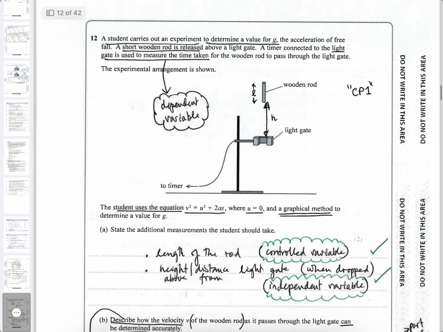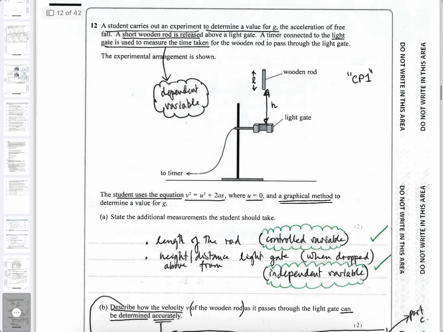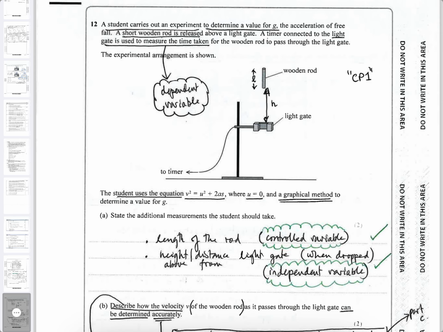Question 12 then is actually on the core practical, which I mentioned to you. Some of my students have planned this using exactly the same data, except they weren't going to use a wooden rod, they were going to use a card of length 10 centimeters, okay? So to read this question, it says a student carries out an experiment to determine the value for g, the acceleration of free fall.